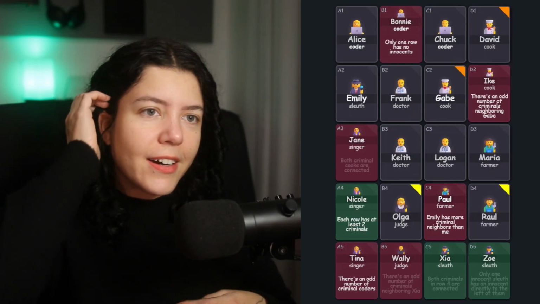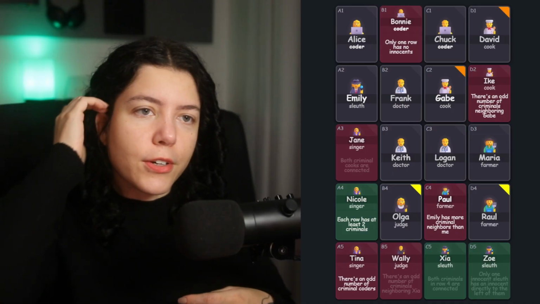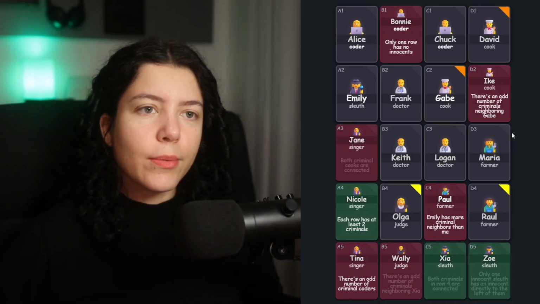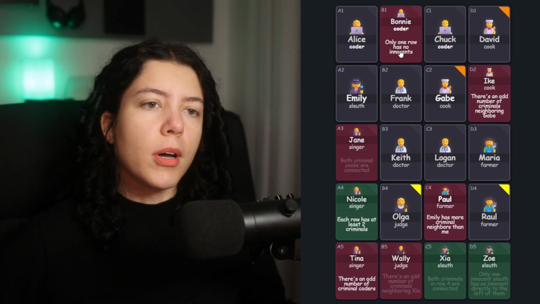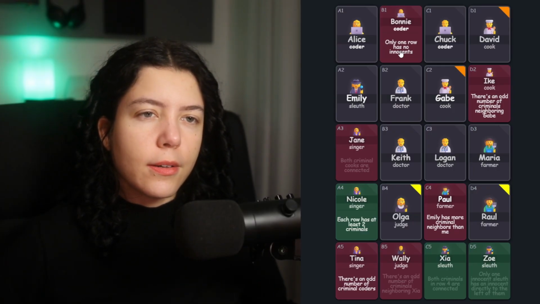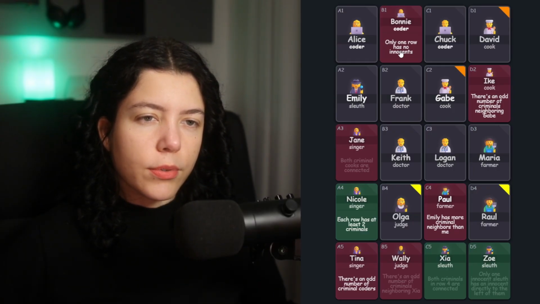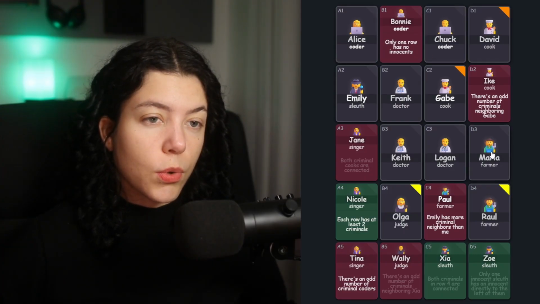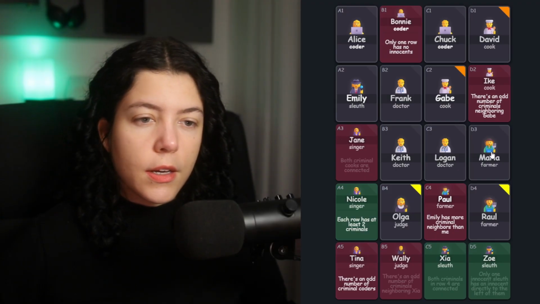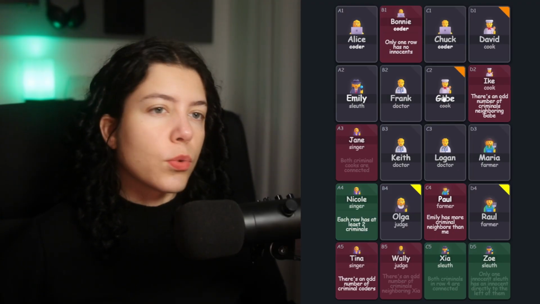Don't! Only one row has no innocence. I'm gonna crash out. Only one row has no innocence. It has to be row 1, right? We have tried that several times as I was going insane. Because we know it is for sure not row 3. Which means it has to be either row 1 or row 2.